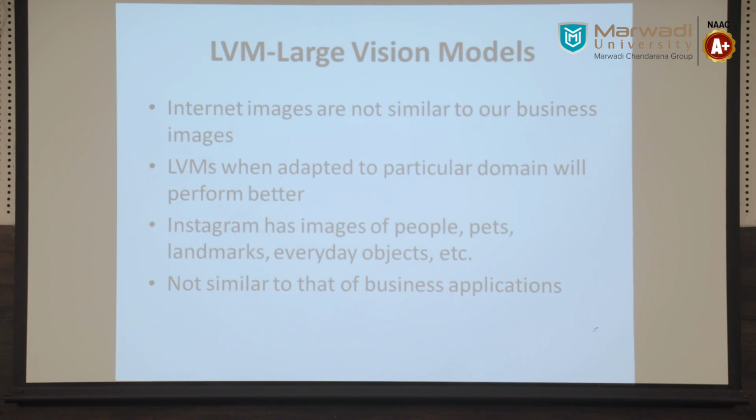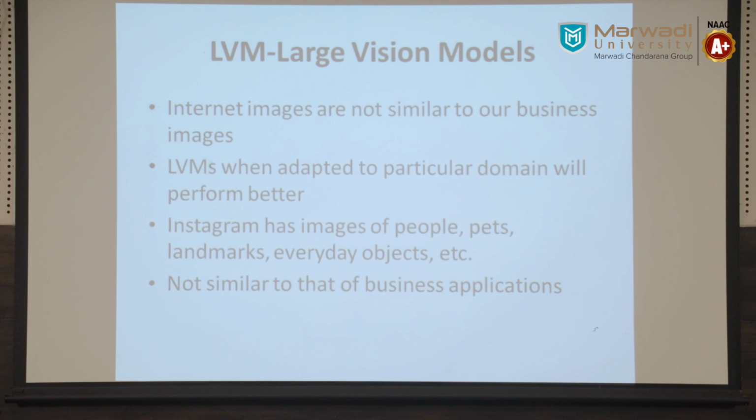It has to be trained with similar such data, rather than going with many types of images that are available on our Instagram pages. Does an Instagram page have only the squirrel image? Definitely not. It has so many images. If you keep training with so many images, then it gets confused.